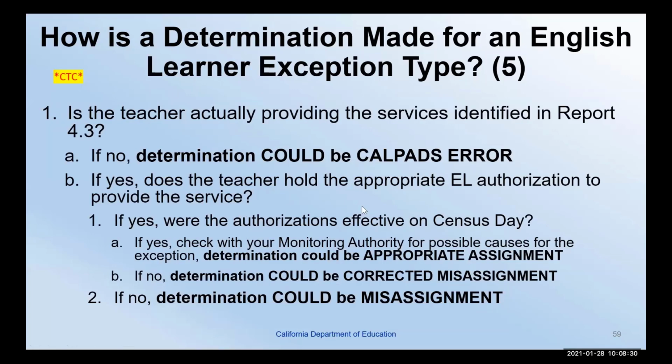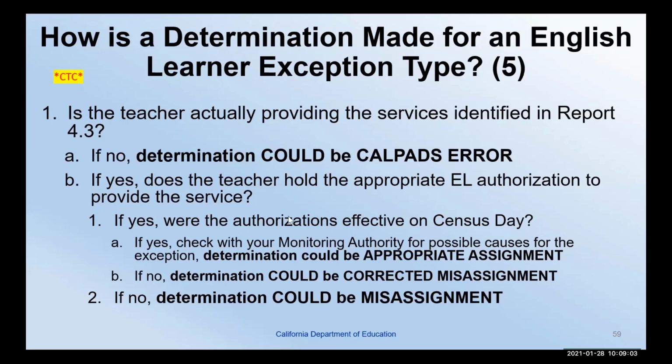So how should you address your English learner exceptions? Well, again, you have to ask, is the teacher actually providing the services identified in report 4.3? If no, the determination could be a CalPADS error, but again, the educator has to be appropriately assigned in real life, just like in those CalPADS exceptions before. So if they're misassigned in real life, even if it's reported incorrectly in CalPADS, it needs to be noted as a misassignment.